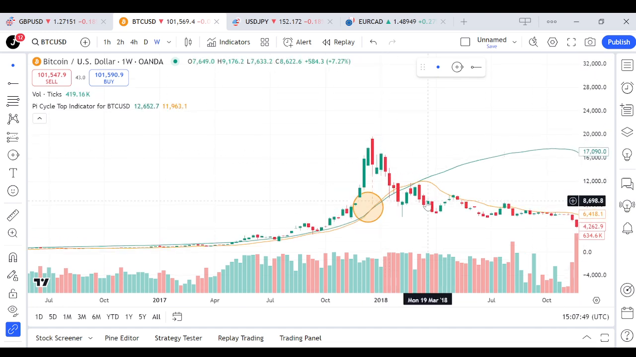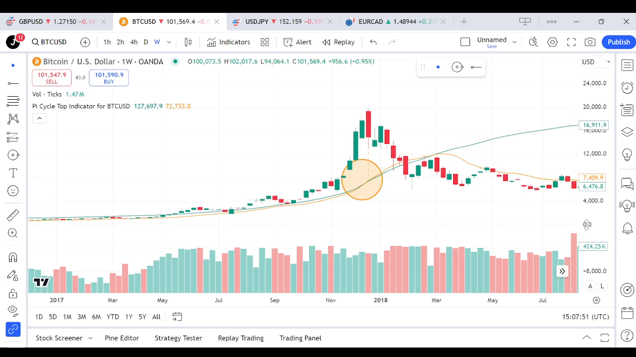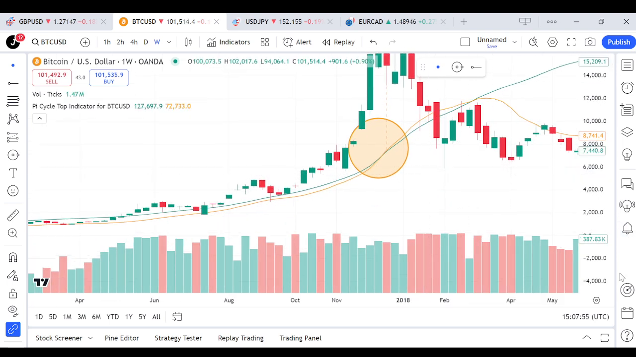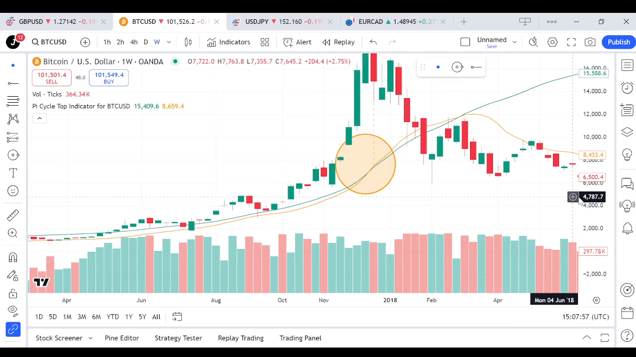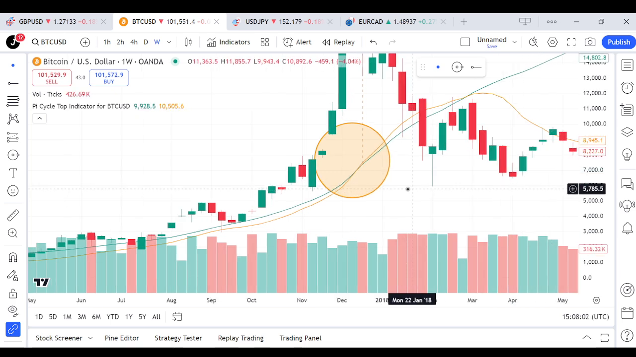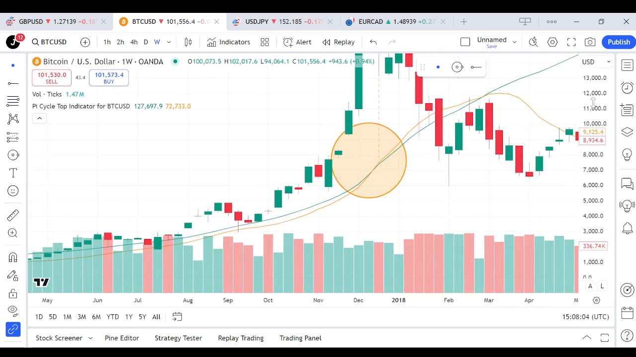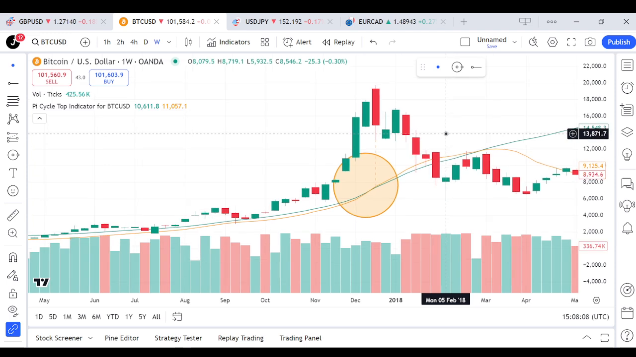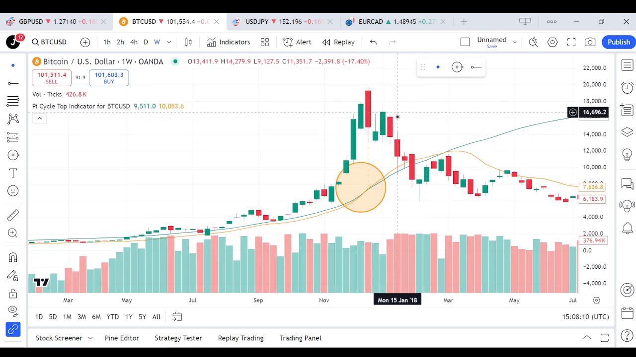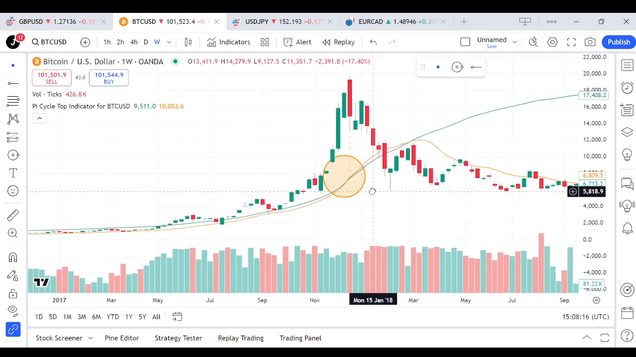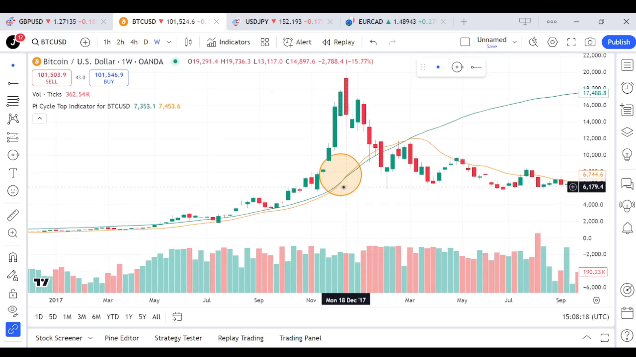You have this example here. We had this minor cross. Remember, when the 111-day moving average crosses above the 350-day moving average, you should be looking for a reversal. It signals the top of the BTC market price action at that point in time, and this was in 2017 actually.